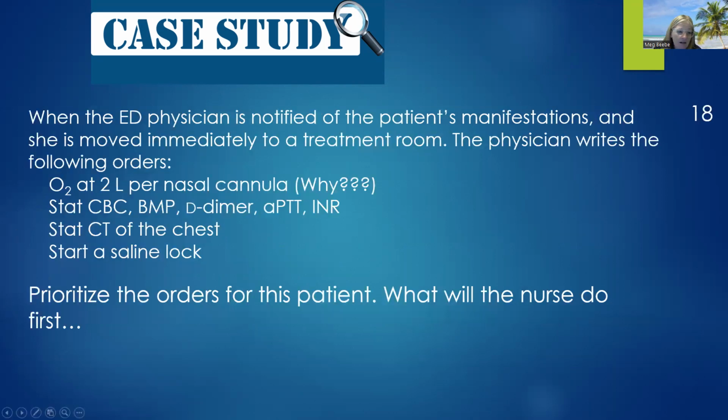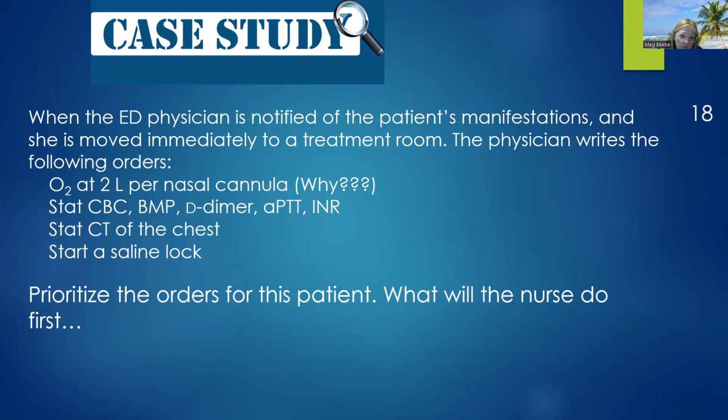All right, so again, with this case study, we are going to be taking a look at our orders. When the physician is notified of the patient's manifestations, she is moved immediately to a treatment room. The physician writes the following orders. We've got oxygen, 2 liters per nasal cannula. Why? We'll talk about that in a moment. We've got a stat CBC, BMP, D-dimer, APTT, and INR. We've got a stat CT chest, and we're going to start an IV lock.